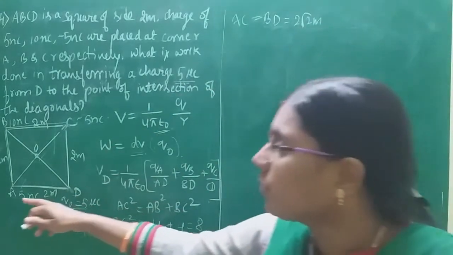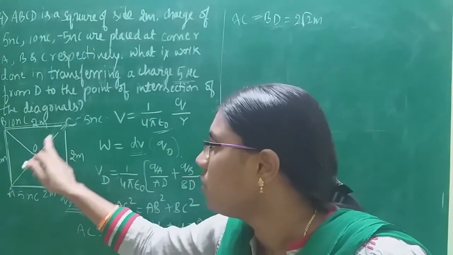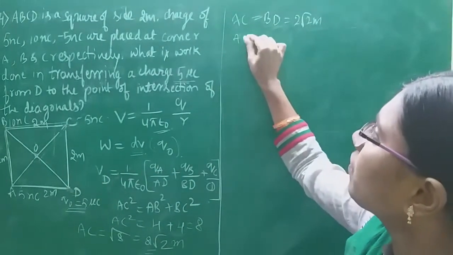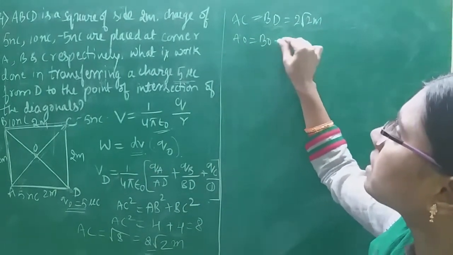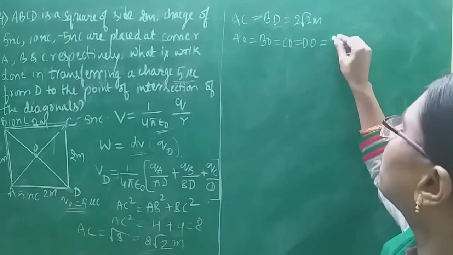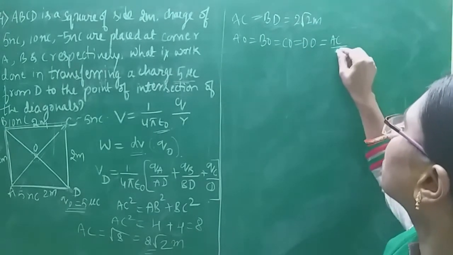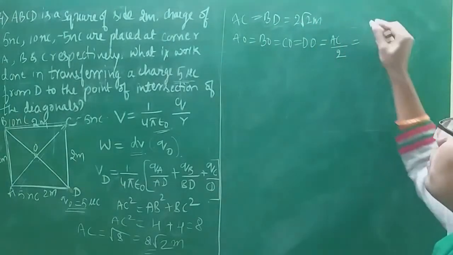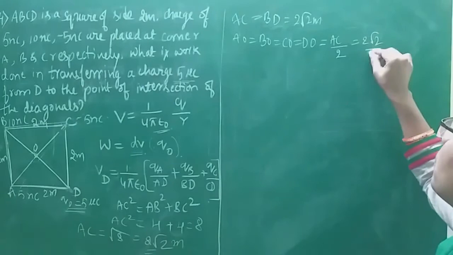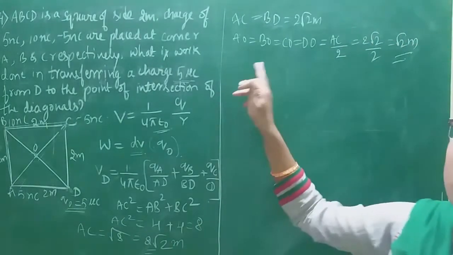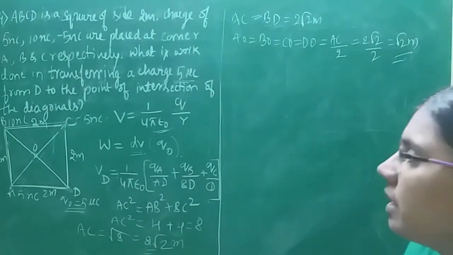So if we want to find out AO, OC, BO and OD, this AO will be equal to BO, that is equal to CO, that is equal to DO, that is equal to AC or BD by 2. So AC is 2 root 2. 2 root 2 divided by 2 will be equal to root 2 meter. This is the value of AO, BO, CO and DO.